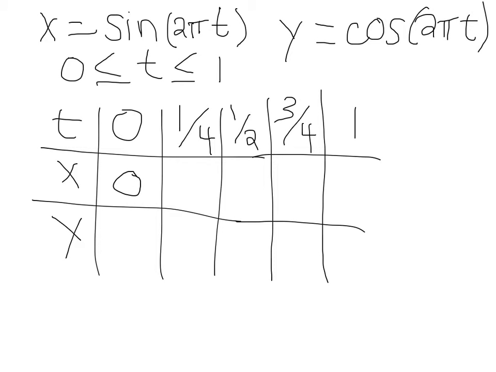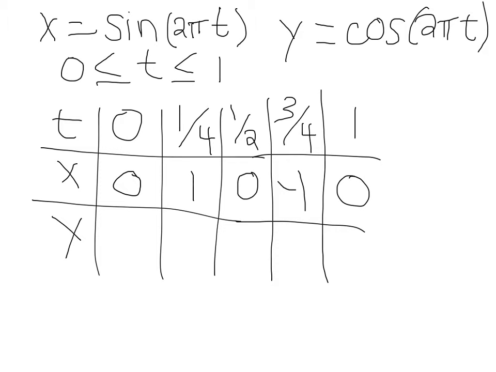2 times 1/4 pi is pi over 2, so the sine of pi over 2 is 1. 1/2 times 2 pi is equal to pi, and the sine of pi is 0. 3/4 times 2 pi is 3 pi over 2, and the sine of 3 pi over 2 is -1. And the last one is the sine of 2 pi is 0.